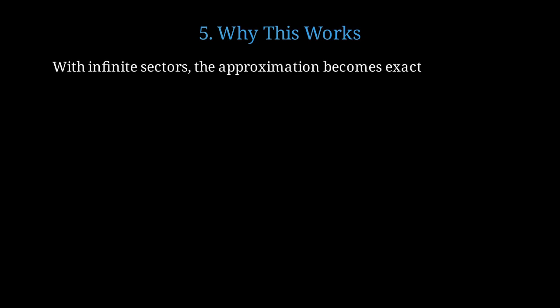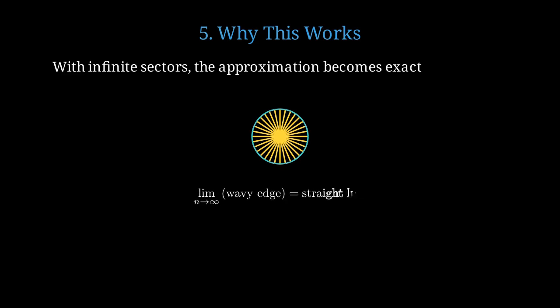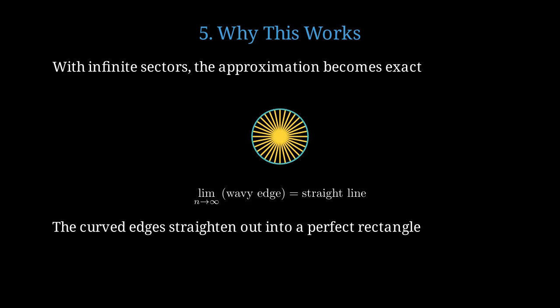Let's understand why this method actually works. As we increase the number of sectors to infinity, our approximation becomes exact. With 32 sectors, the wavy edge becomes almost straight, approaching a perfect rectangle. As n approaches infinity, the wavy edge approaches a perfectly straight line. The curved edges of our sectors straighten out into the sides of a perfect rectangle.